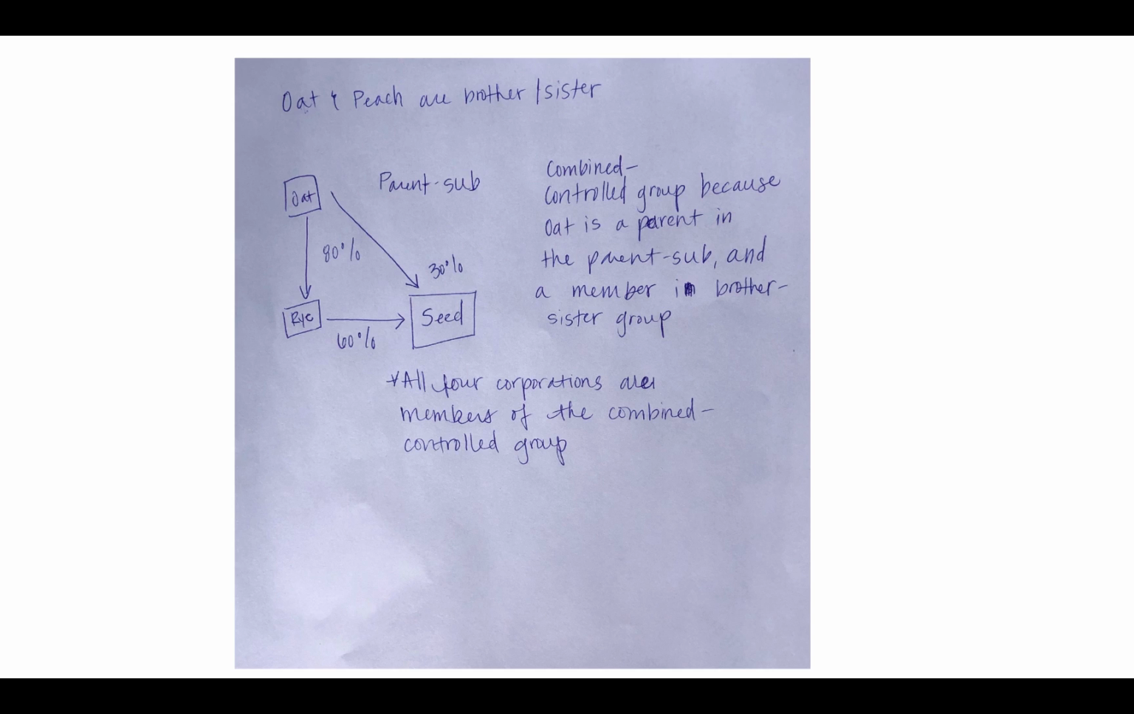So putting these two together, we meet the definition of a combined controlled group because Oat is the parent in the parent-sub and also a member of the brother-sister group. We would not meet it, however, if Seed was the parent. Remember, the parent has to be somebody who is a member of both groups. If Seed were the parent here, we wouldn't meet it because it's only Oat and Peach that are brother-sister. But since Oat is the parent and Oat is also a member of the brother-sister controlled group, we have a combined controlled group here. And all four corporations are members of this group. So Oat, Rye, Seed, and Peach are all members of this controlled group.